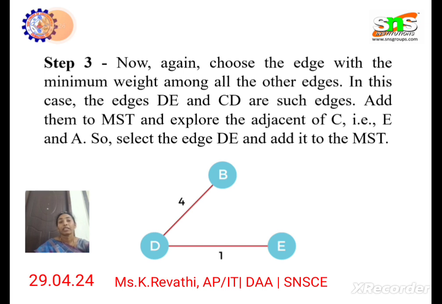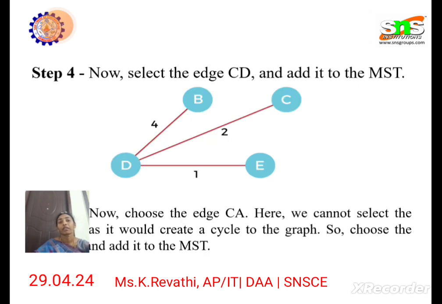Then step 3. Now again choose the edge with the minimum weight among all the other edges. In this case, the edges D to E and C to D are such edges. Add them to the minimum spanning tree and explore the adjacent vertices of C, that means E and A. So select edge D to E and add it into the minimum spanning tree. Now select the edge C to D and add it into the minimum spanning tree.